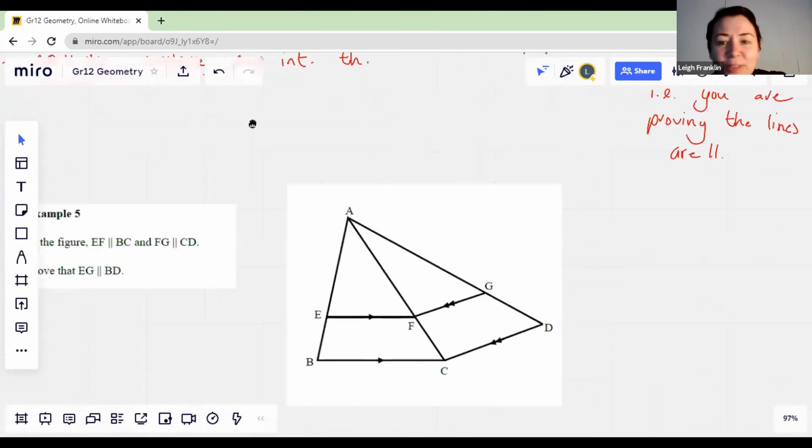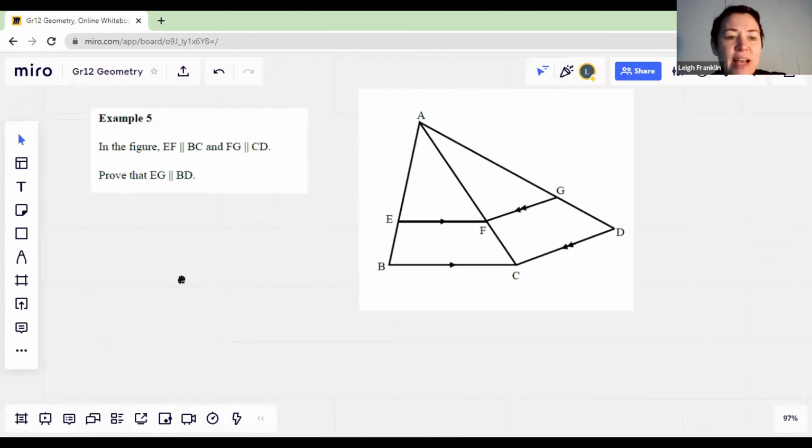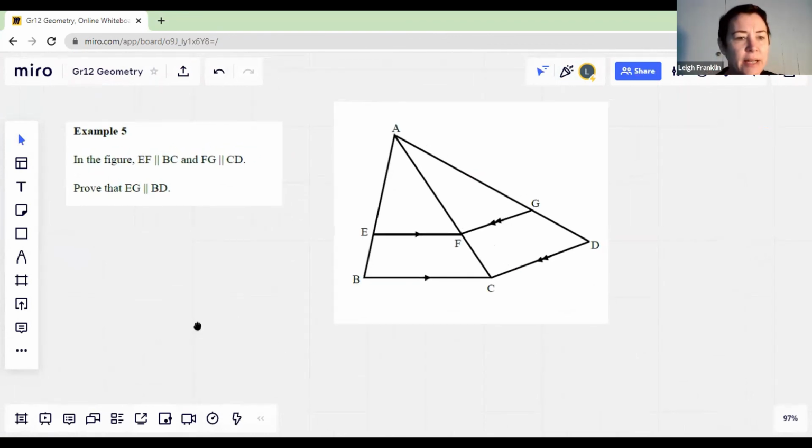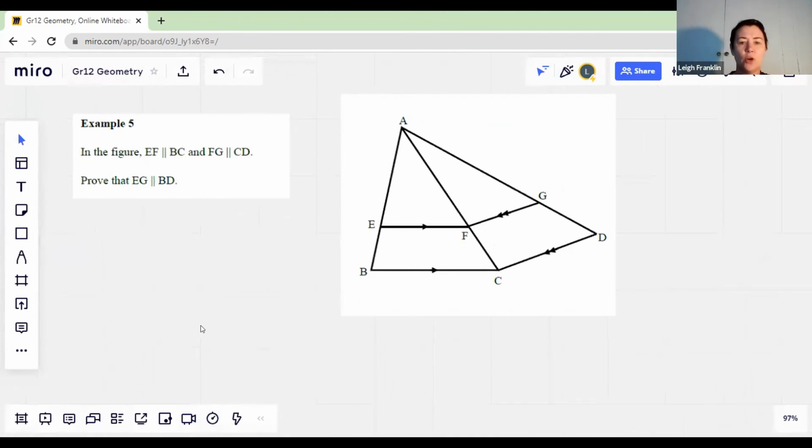Okay. All right, so now let's have a look at the same thing, but just a little bit more difficult. So here, in the figure, they've told us that EF is parallel to BC. They've told us that FG is parallel to CD. And now what they want us to do is prove that EG is parallel to BD. A little bit more difficult question.